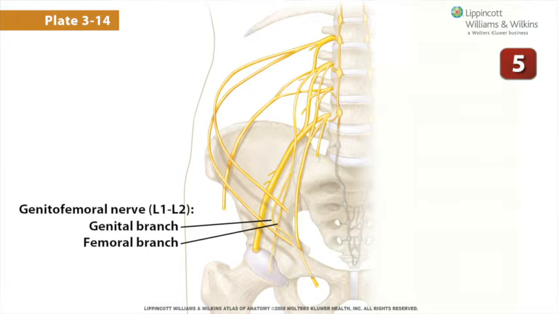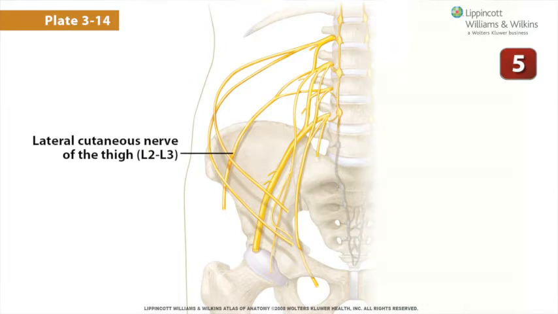The lateral cutaneous nerve of the thigh, or lateral femoral cutaneous nerve, which is derived from the ventral rami of L2 and L3, emerges from the lateral side of the psoas major and crosses the iliacus obliquely. It passes deep to the inguinal ligament near the anterior superior iliac spine, pierces the deep fascia of the thigh to become superficial, and provides sensory innervation to skin on the lateral side of the thigh as far inferiorly as the knee.